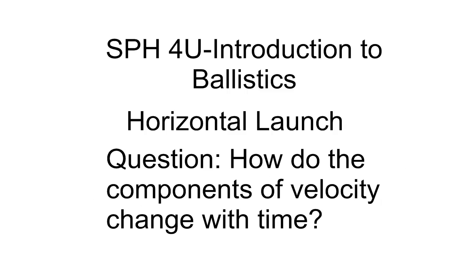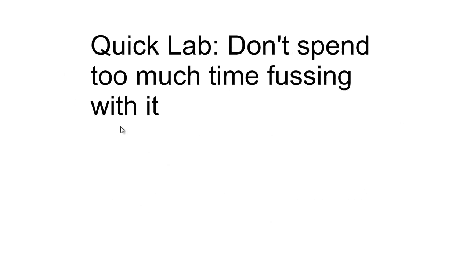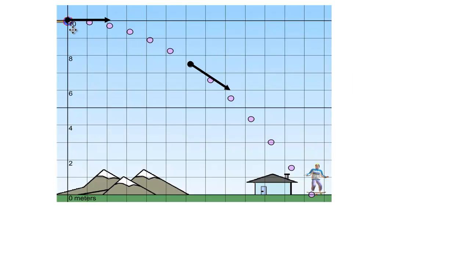Now we're going to do this as a lab, and I want you to do it as a quick lab, so don't spend too much time fussing with it. So here's how it'll work. Now remember that velocity is a vector quantity. It has both direction and magnitude.